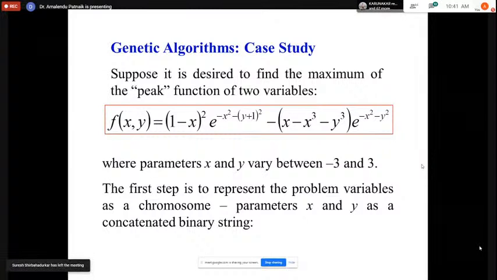The first step is to represent the problem variables as far as the genetic algorithm is concerned. We are calling them chromosomes. In other techniques, you will find other nomenclature for the variables.